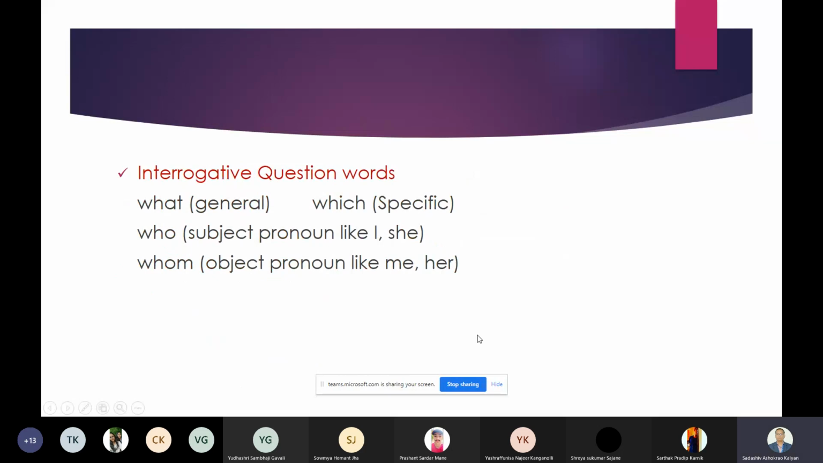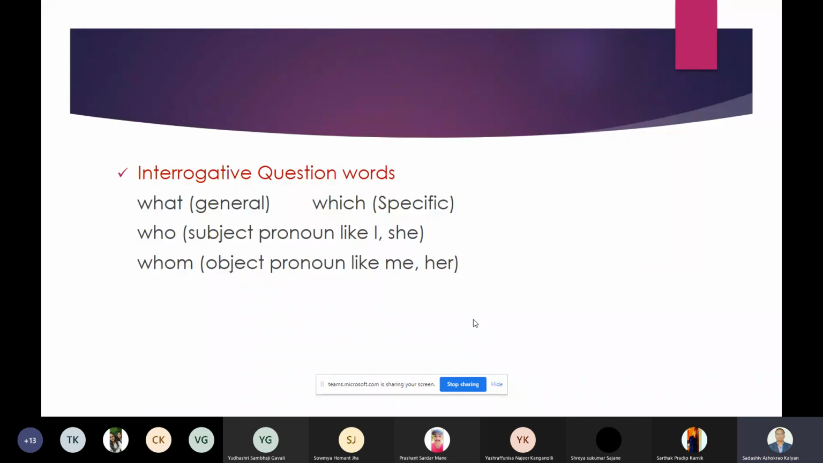Then the last pronoun type that we use in our day-to-day life is called the interrogative question words. Whenever we use the word what, we want to know general information. What is the name of your university?